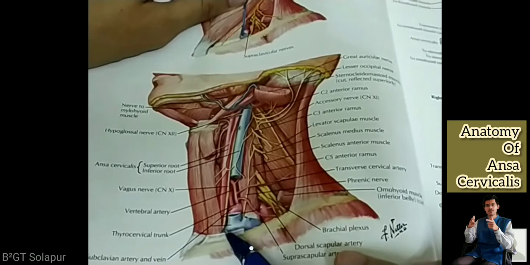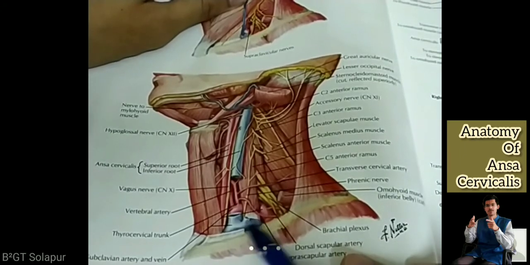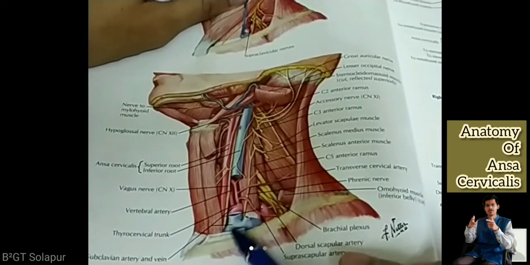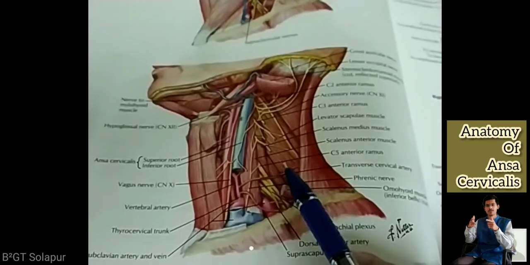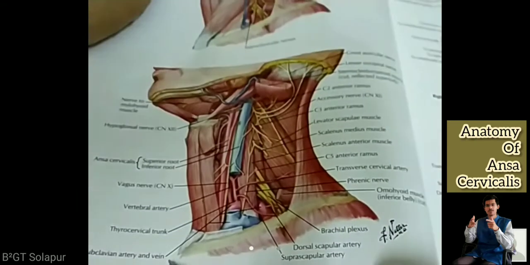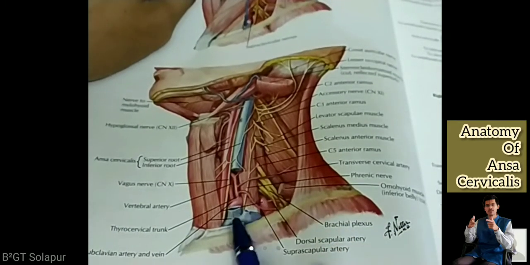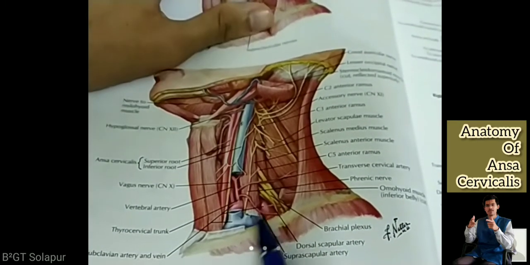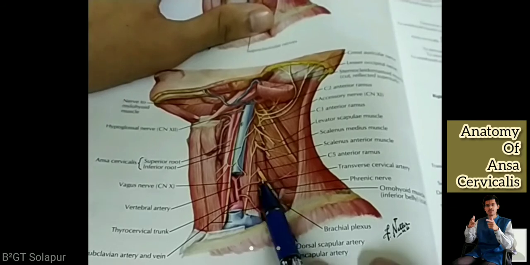Can you see this arch? What is this arch? Can anyone tell me? It is the subclavian vein. Do you remember, this is the subclavian artery. These are the brachial plexus.